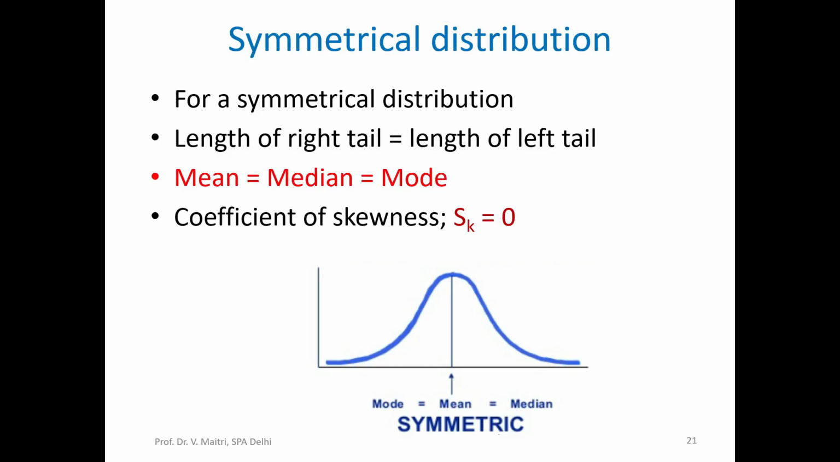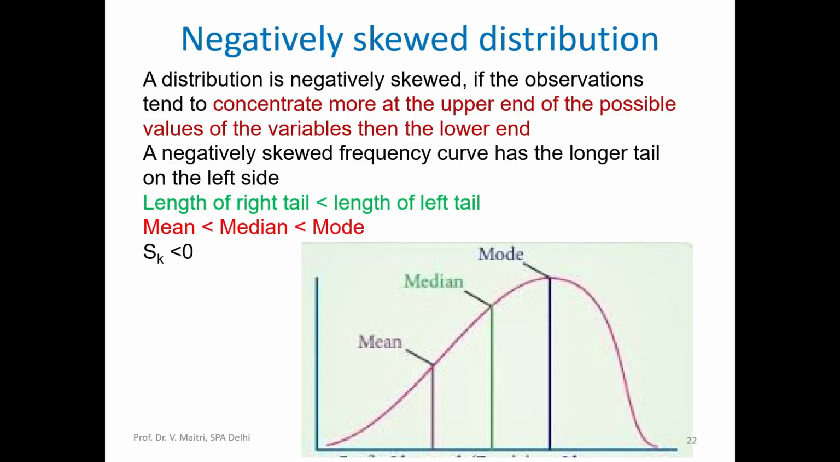In the symmetrical distribution, the length of the right tail is equal to the length of the left tail. That is, mean, median, mode are the same, and the coefficient of skewness is 0. SK is 0. In a negatively skewed curve, mean is less than median and median is less than mode, and skewness is less than 0. So we can say that observations are concentrated more at the upper end of the possible values of the variable.